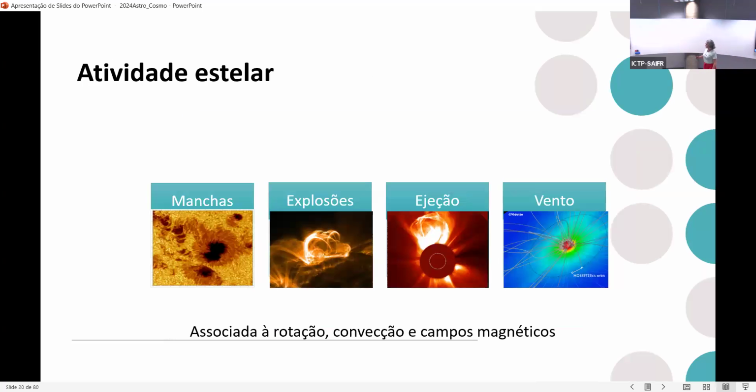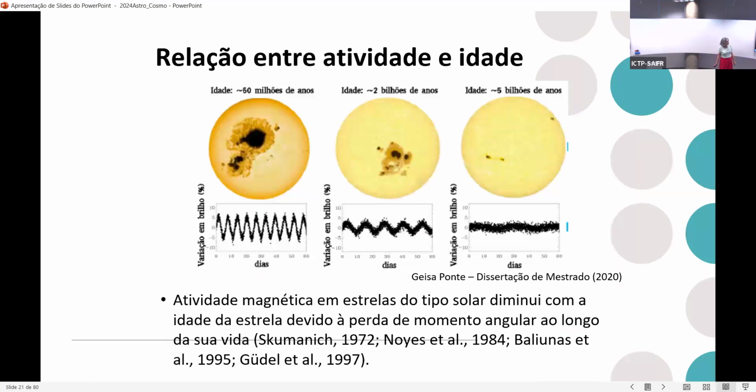Okay, so stellar activity. I'm going to start getting into my field of research. Stellar activity in the form of spots, flares, and mass ejections also affects the habitability of planets. We know that as the star grows old, it rotates slower due to the loss of angular momentum by stellar wind. And then the dynamo decreases, and its activity decreases.